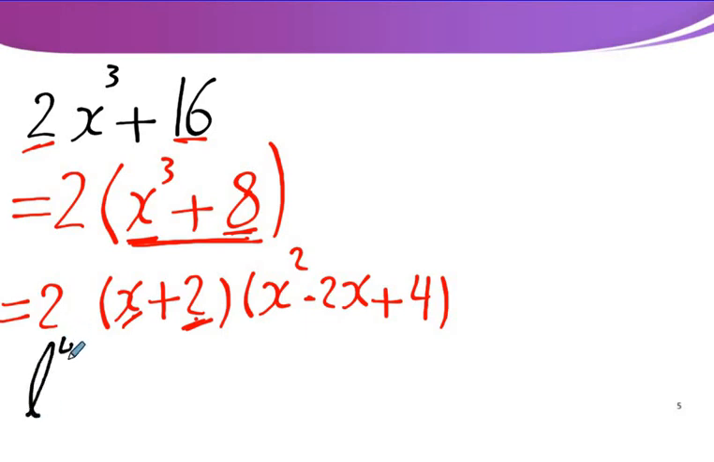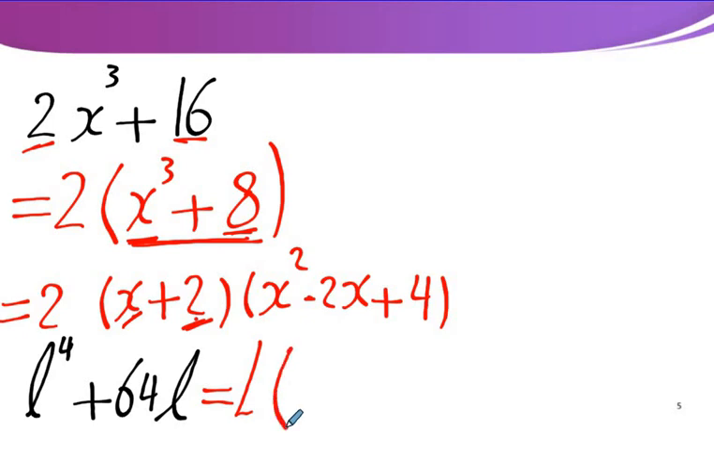L to the power 4 plus 64L. Take the highest common factor out. The highest common factor is L. L to the power 4 divided by L equals L to the power 3. 64L divided by L equals 64.